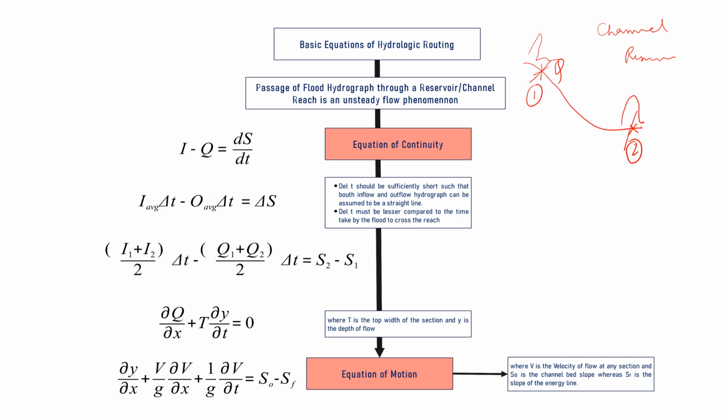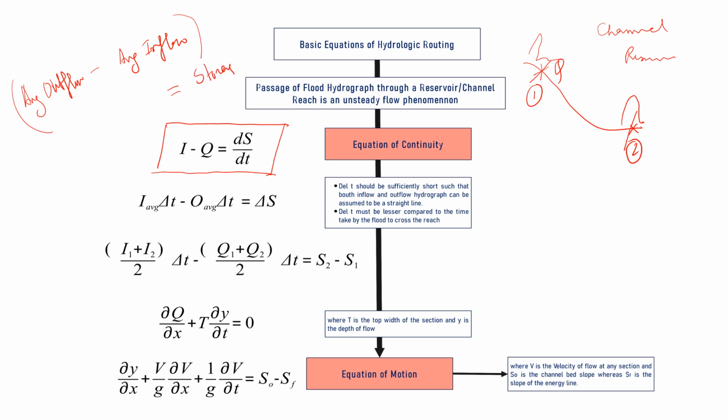Now in case of hydrologic routing, I will use this equation. This is the famous continuity equation, the equation of continuity. It states that at any section of a channel or a reservoir rather, if you deduct the average outflow from the average inflow, then you will get the change of storage. As you know, mass cannot be created nor destroyed. It can of course take other forms, but the mass cannot change.